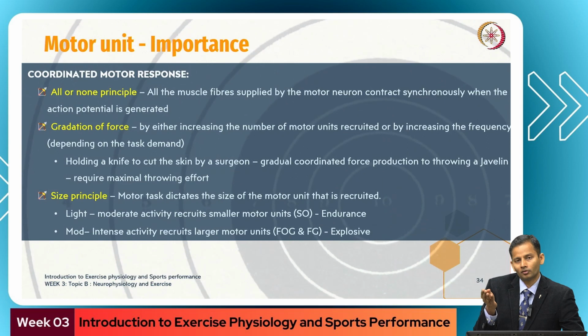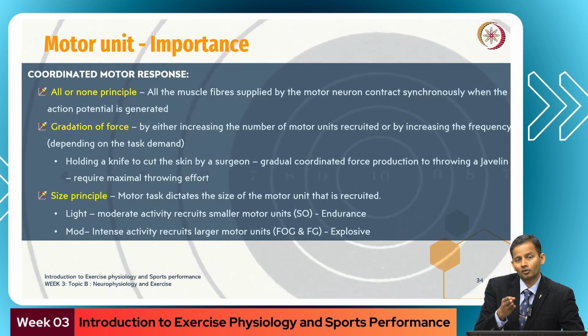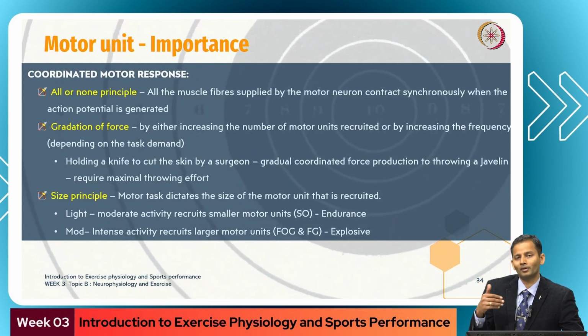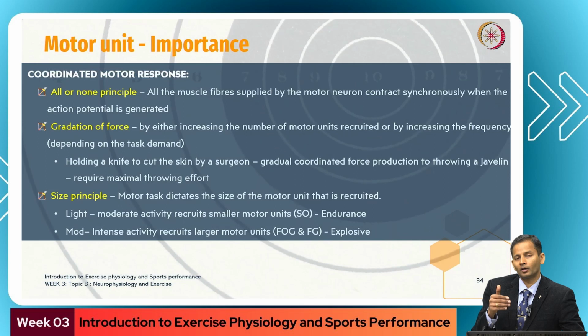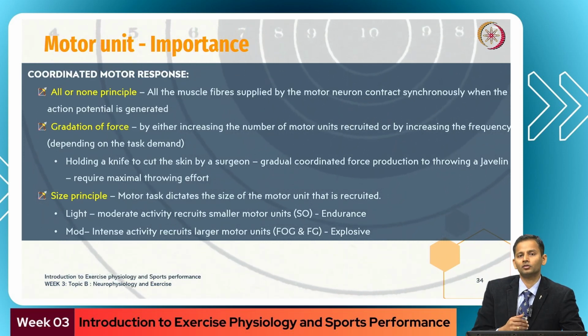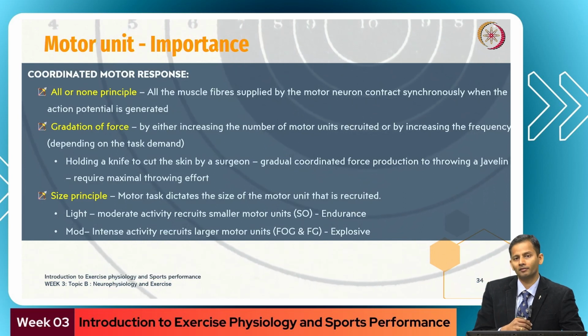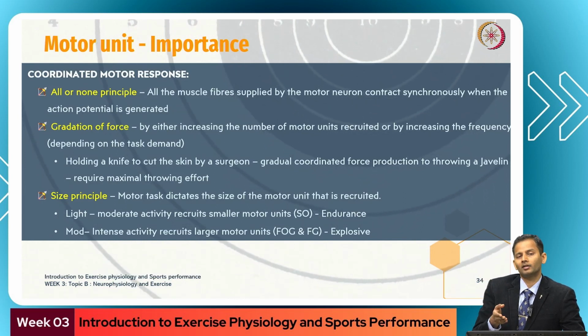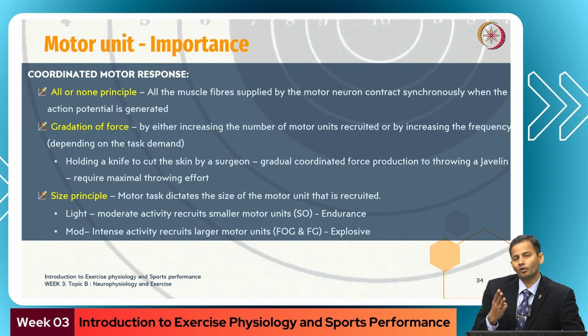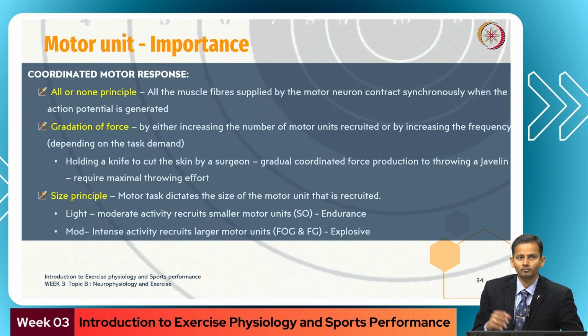Another example is throwing a javelin, which involves firing of multiple muscle groups. It requires a coordinated force production to have a better distance covered by the javelin at the end of the throw. So that is again a type of gradation of force that is required. Where more force is required, you need a greater number of motor units to be activated to perform the coordinated task. The third important principle is the size principle.